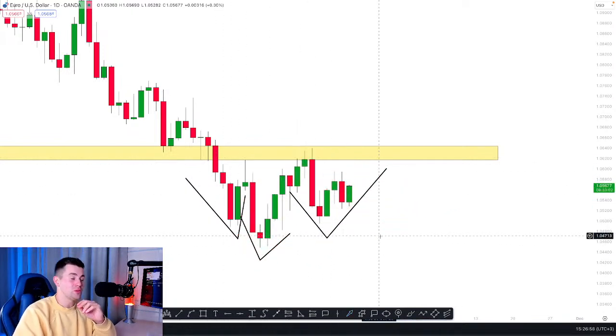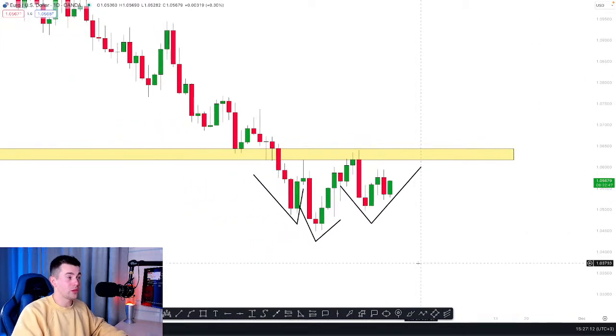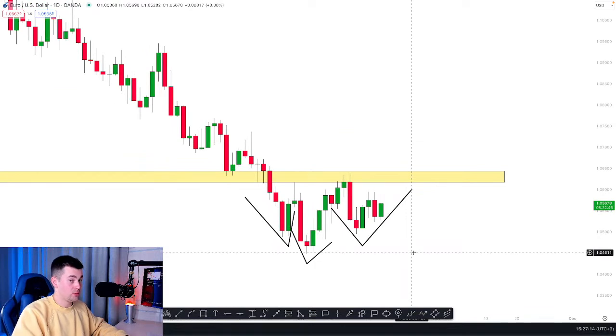And for you, such a pattern right here is definitely a very important warning. Warning, but not the signal. What will be your bullish reversal signal here?